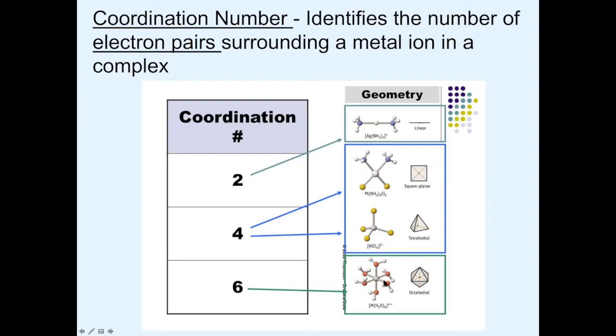All right, and so this one, where we have a metal in the middle with 6 water molecules surrounding it, if we consider those to be coordinate bonds, then there would be a coordination number of 6. All right, so that's something I want you to be able to do. If you're looking at the structure of a complex ion, can you identify the coordination number of the metal? It just identifies the number of electron pairs surrounding a metal ion in a complex.